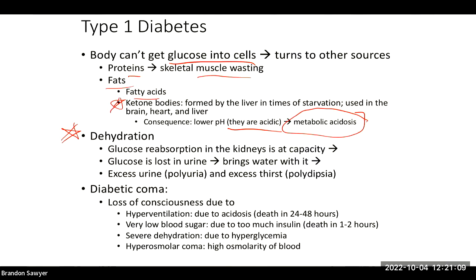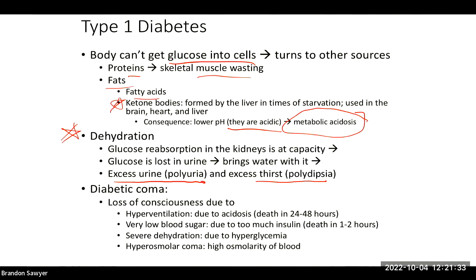That creates osmotic pressure in the filtrate, right? So then that holds on to water with it, right? And just produces massive amounts of urine to the point where it can lead to death via dehydration in type 1 diabetics. So excessive urine is just known as polyuria, which also leads to excessive thirst, which is polydipsia.